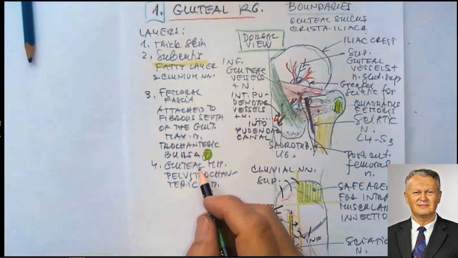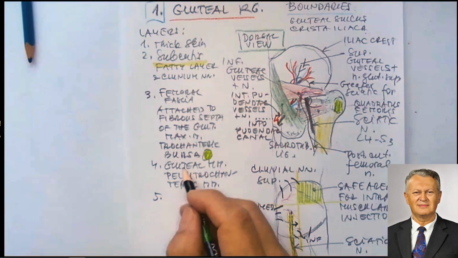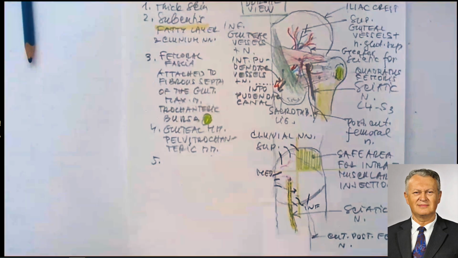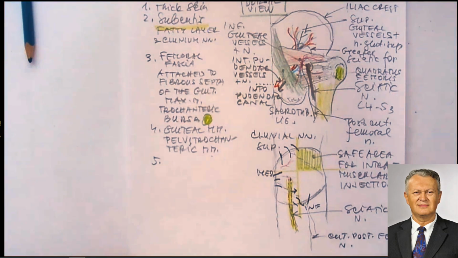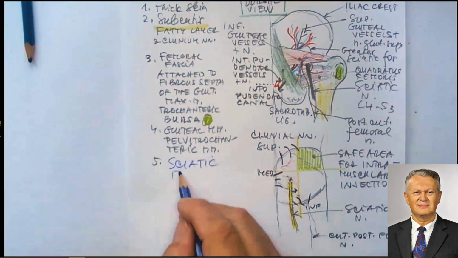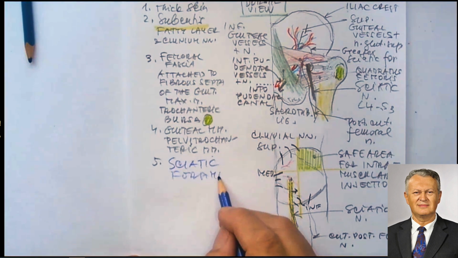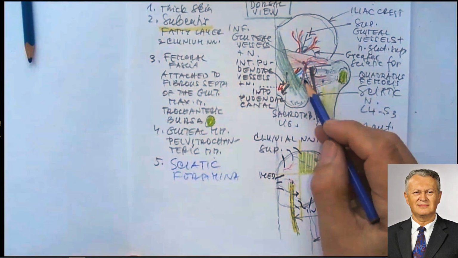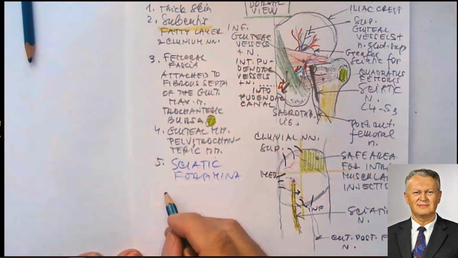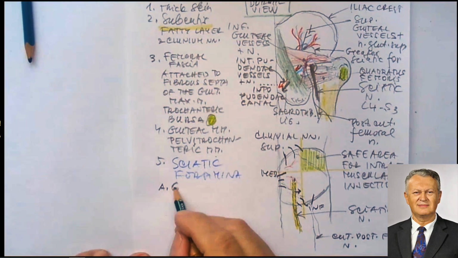Then, of course, in the same layer, below the gluteal muscles, follow the sciatic foramina. They should be mentioned as a specific topic because the sciatic foramina are important passages for structures. We have seen the greater and lesser. So, sciatic foramina, starting with the first one, A, the greater sciatic.